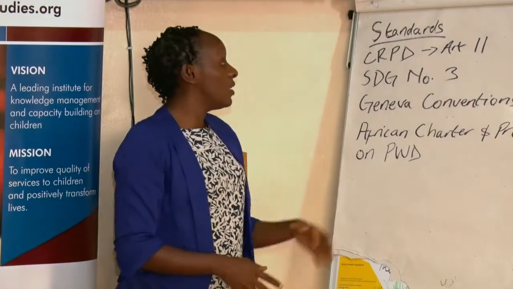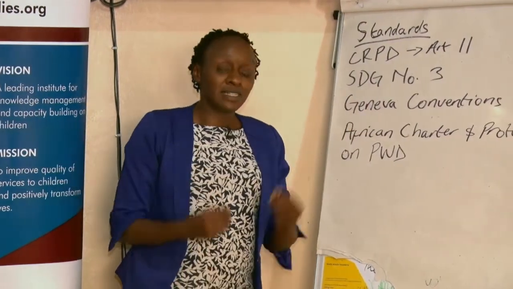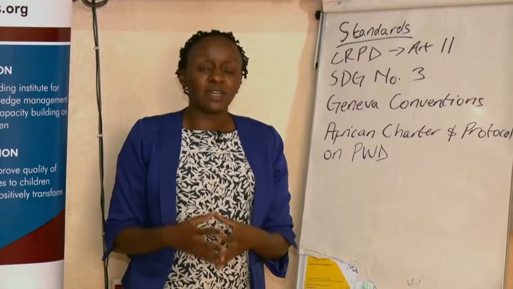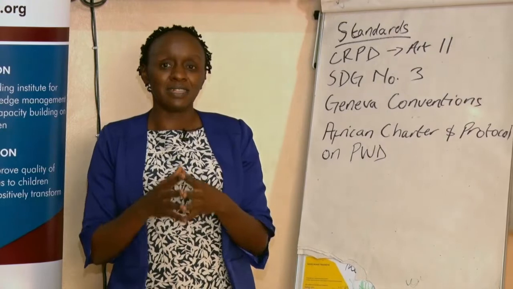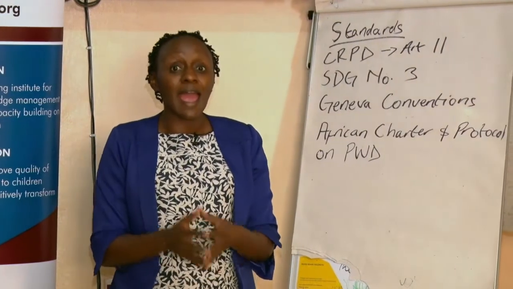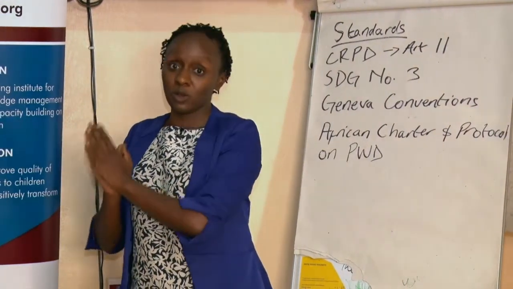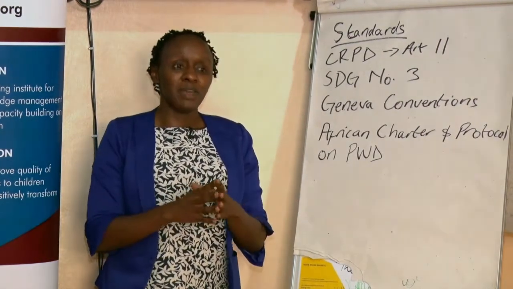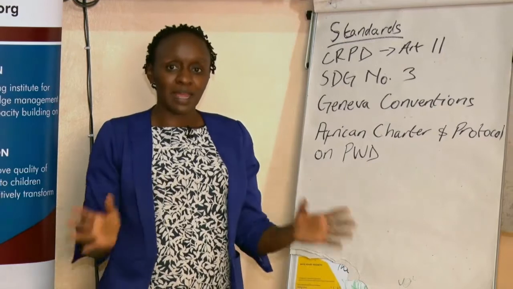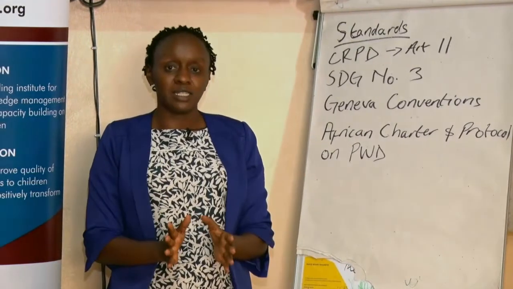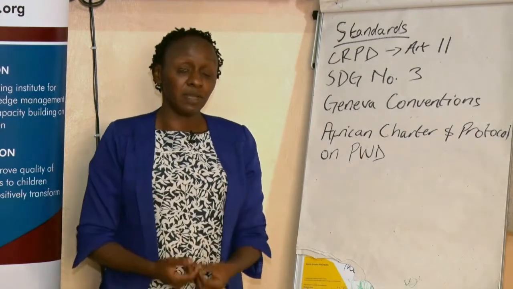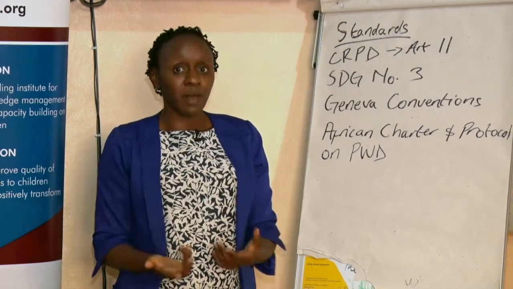We're also looking at Sustainable Development Goal number 3, which talks about achieving the highest attainable standard of health, including mental well-being. So SDG number 3 makes it a lot wider than just public health. It means that even in emergencies, you have to include mental health, and not just for persons with disabilities, but also for the general public.